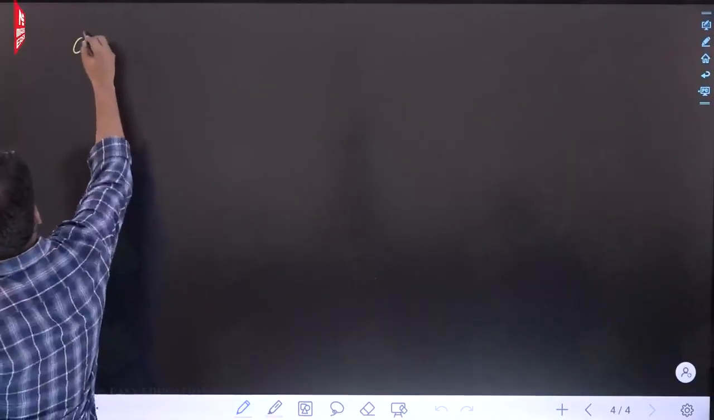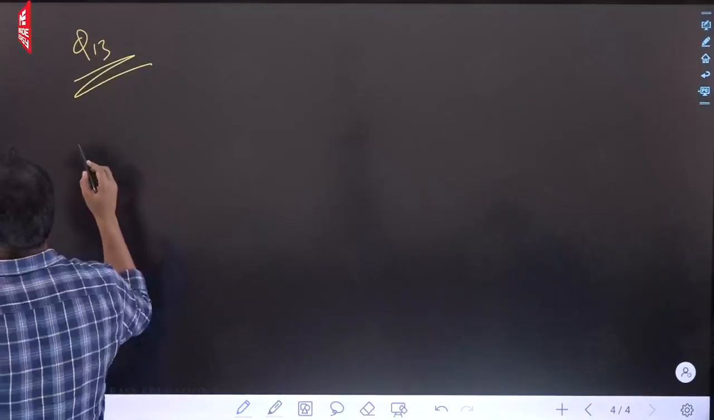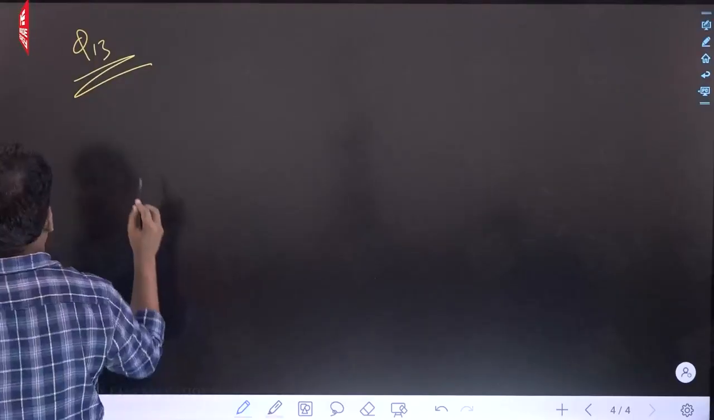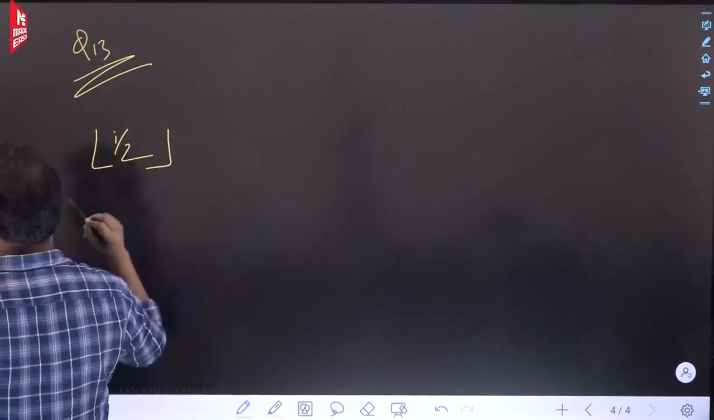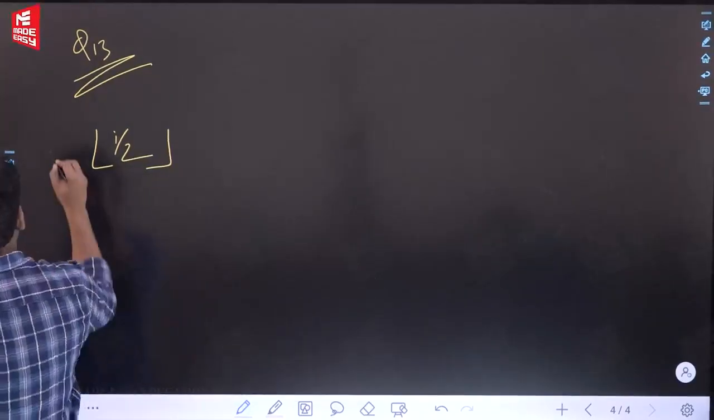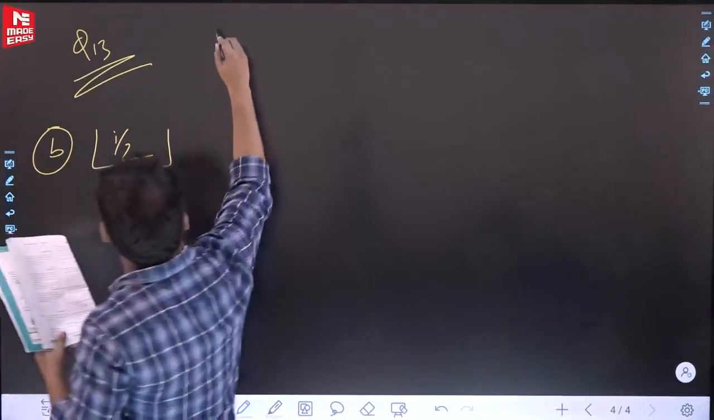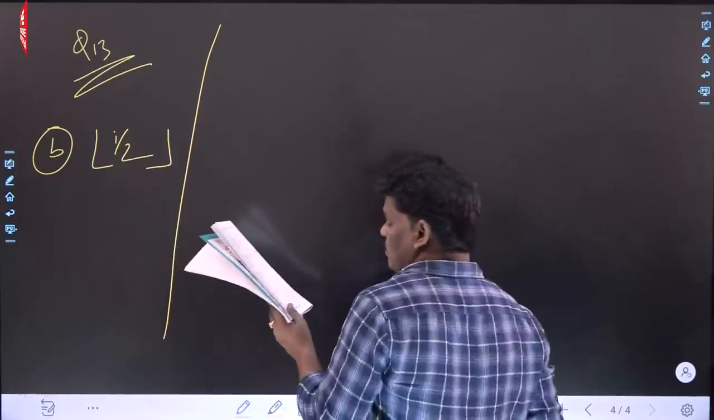What is question number 13? Question number 13, let me explain now. What is the answer? What it is asking is, in a min heap or max heap where the index starts from 1, to find the parent of I, what is the answer? I by 2, floor value, please check once. I think the answer is going to be B. This one you know very well. That is question number 13.